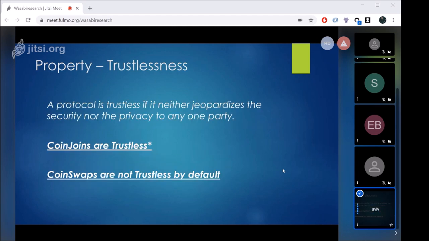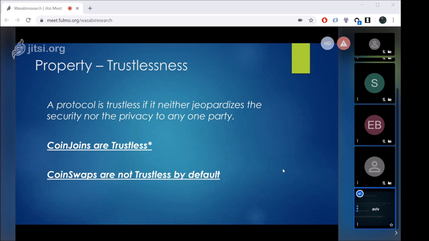Now let's talk about trustlessness. Okay, so we talked about covertness. Let's talk about trustlessness. A protocol is trustless if it neither jeopardizes the security nor the privacy of the user's Bitcoin and their Bitcoin history to any single party. Now, the coin joins we've talked about in the past, in particular, zero-link coin joins, are trustless. Specifically, zero-link Chaumian blind coin joins are trustless because the users do not give the central coordinator any additional information about their addresses. Now, there are other protocols that don't do this blinding, and that, of course, is not trustless. But with the zero-link coin join, they are trustless.